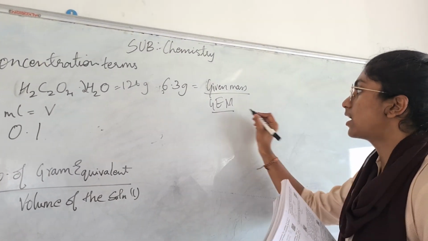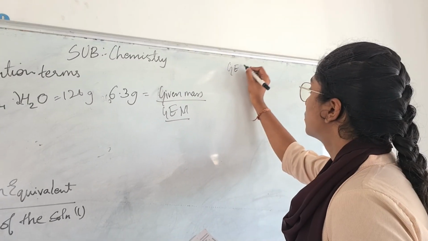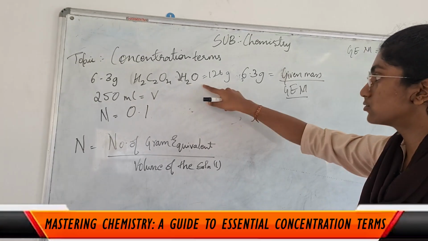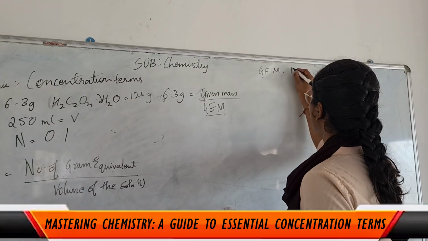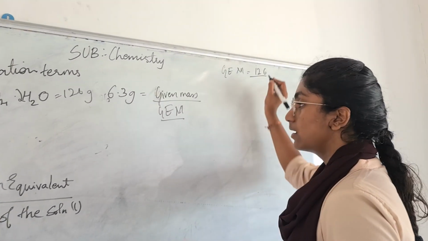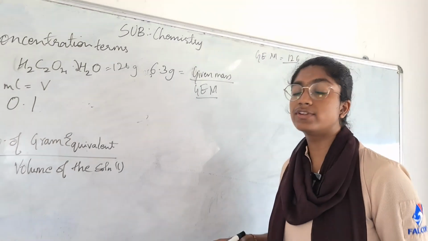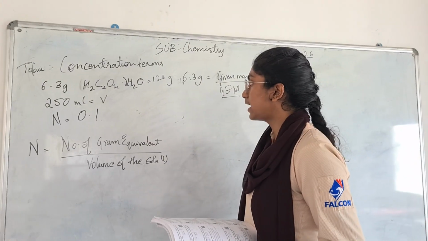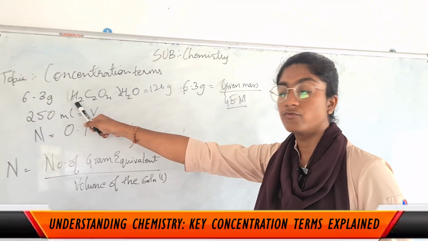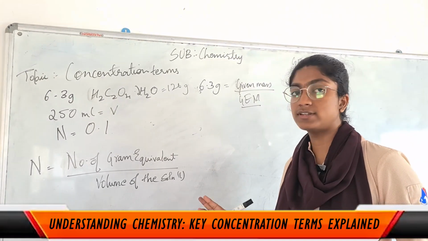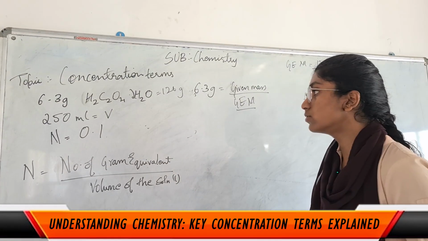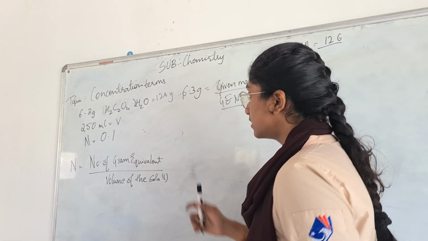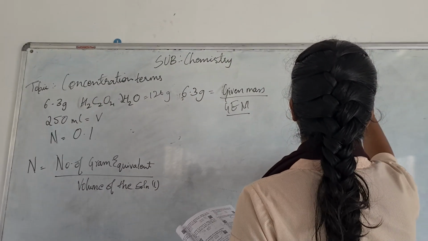So to find this gram equivalent mass, we have to take the molecular mass of this, which is 126, by the number of replaceable hydrogen atoms. So the number of replaceable hydrogen atoms here is 2. We can only replace 2 hydrogen atoms in an acid. We all know that the n-factor of an acid is the basicity. So the basicity here is 2.